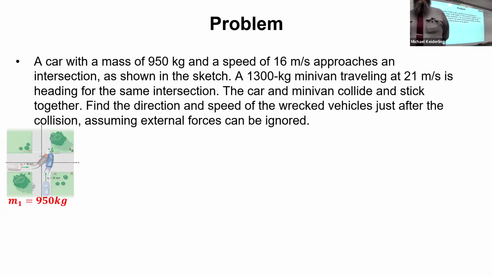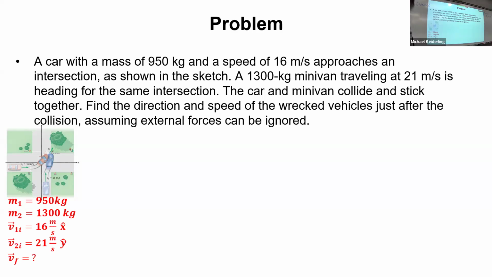So mass 1 is 950 kilograms. Mass 2 is 1,300 kilograms. Velocity 1 initial is 16 meters per second in the positive x direction. Velocity 2 initial is 21 meters per second in the positive y direction. We want to find the final velocity, and we want to find direction and speed, so we'll need to find its magnitude.